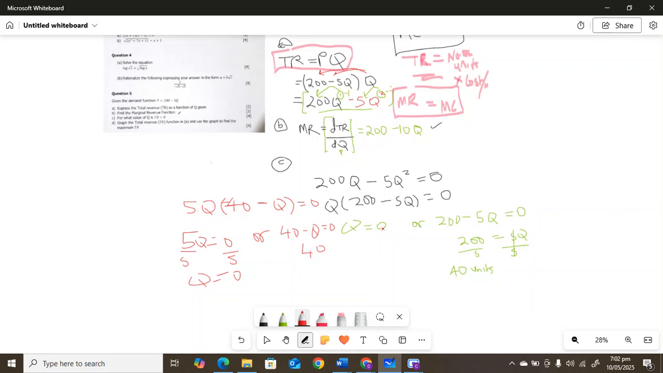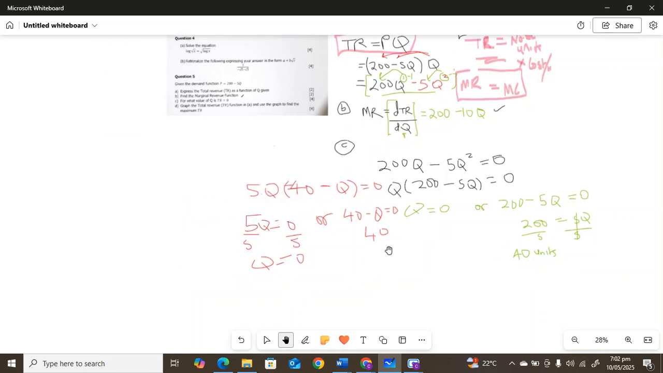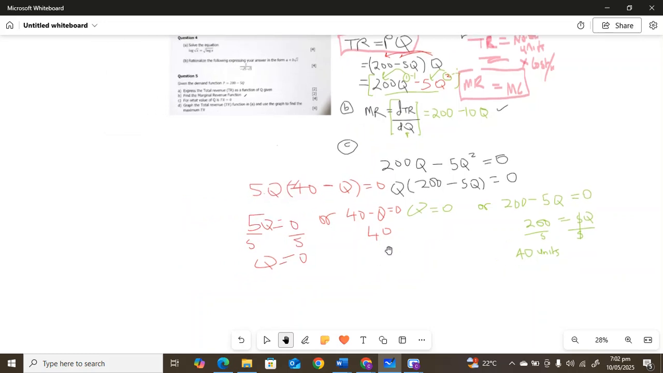All right. So basically, if you produce 0 units, your total revenue will be 0. And if you produce 40 units, your total revenue will be 0. The next part is saying graph the total revenue function in A and use the graph to find the maximum total revenue. So colleagues, this total revenue graph is a quadratic equation. So it's also got a quadratic graph.